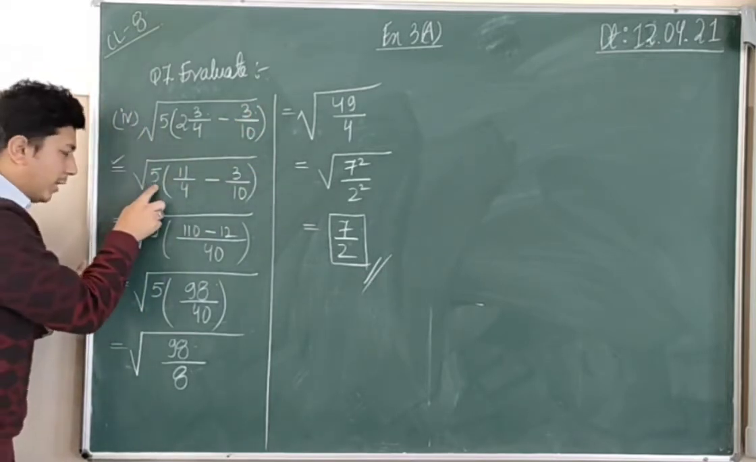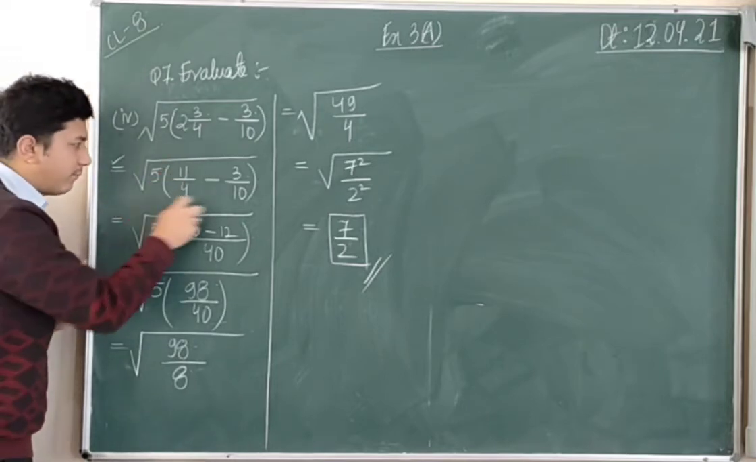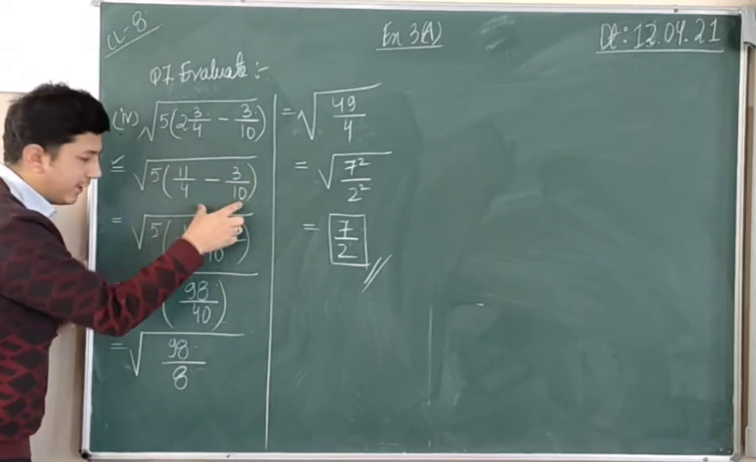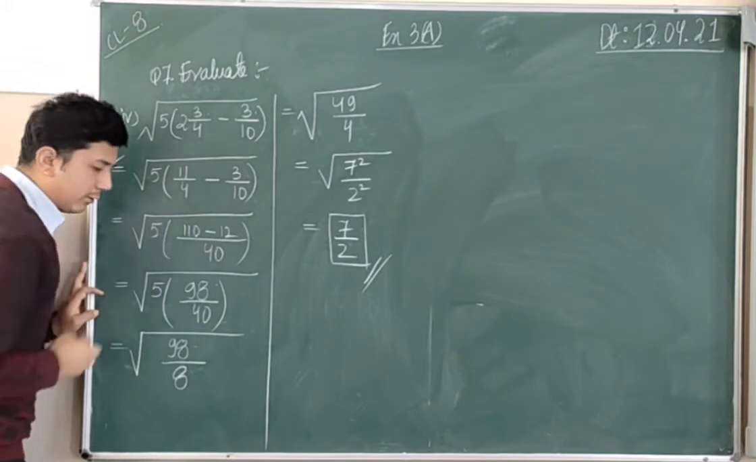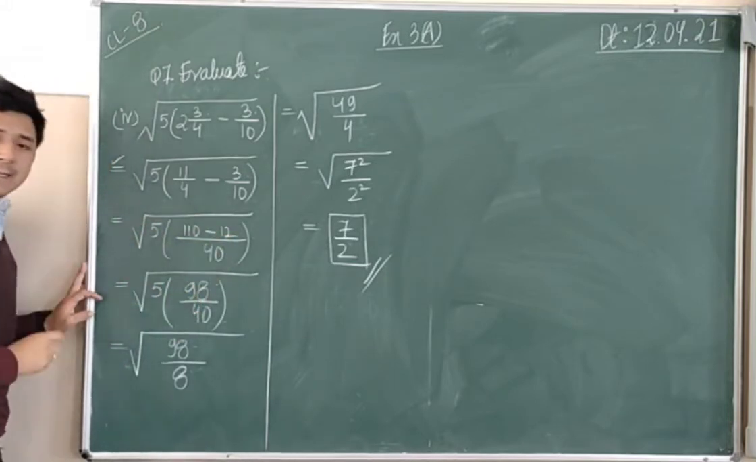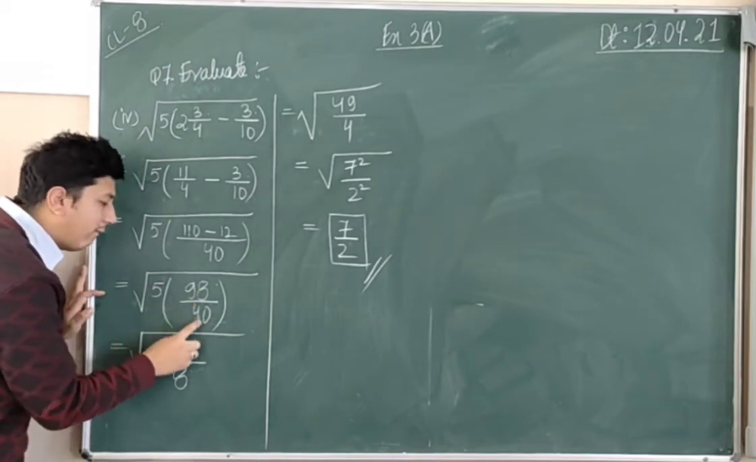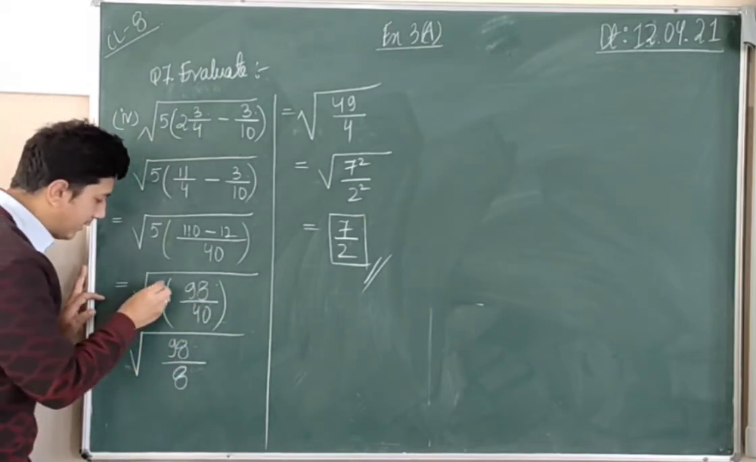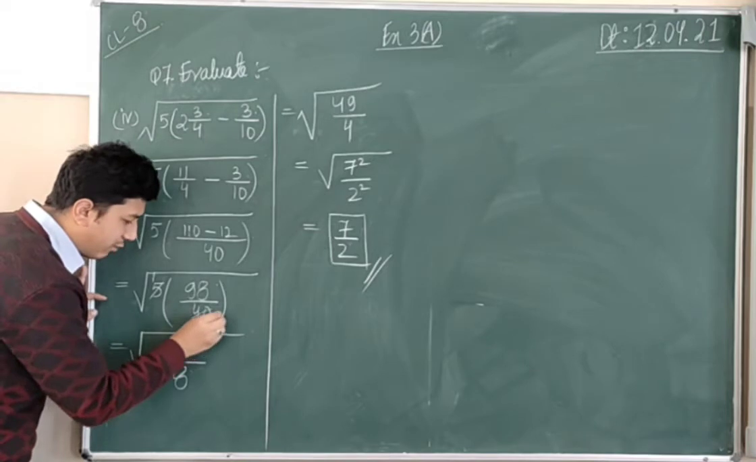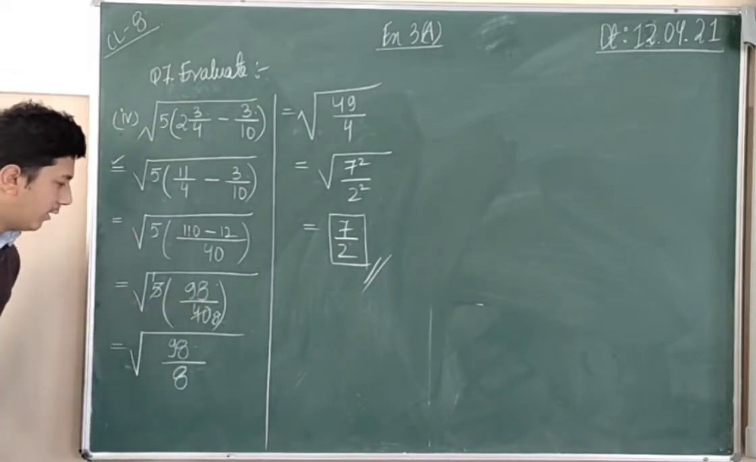Okay, keep your square root of 5 as it is. Now within the bracket, what is the LCM? 4 into 10, 40. You know what we have done here: subtract 98. Now we are getting 5 into 98 by 40. Alright, so 5 1s are 5, 5 8s are 40. So hence I'll be getting how much?